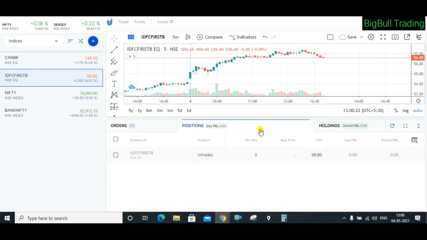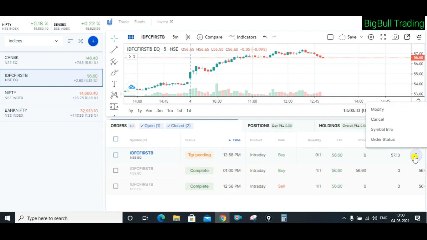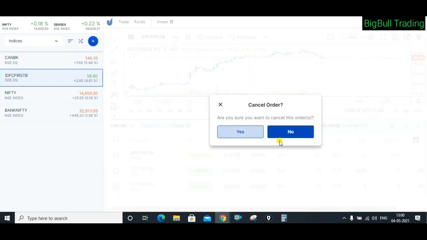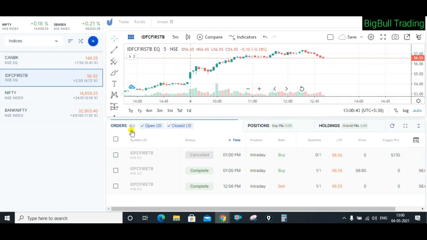So if you go in the positions, you see you have 0 shares, so the order is sold out, you don't have any share. So again you go back to the order form and that stop loss you have to manually cancel. This is very important, you have to manually cancel the stop loss. You want to cancel? Yes, I want to cancel the order. So it's cancelled. So now you can see in the system.